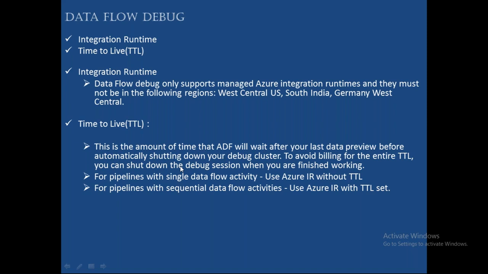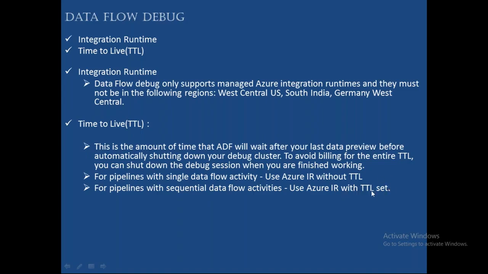But there is an optimized way of knowing when you need to configure TTL and when you should not. For pipelines with a single data flow activity, use Azure IR without TTL, which means TTL equal to 0. But for pipelines with sequential data flow activities, use Azure IR with a TTL set.